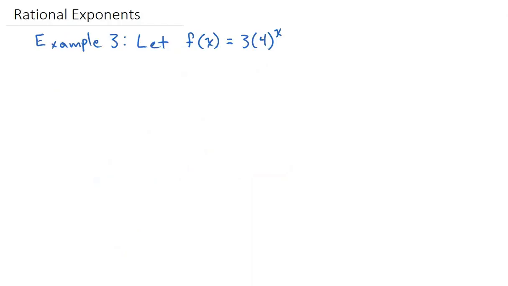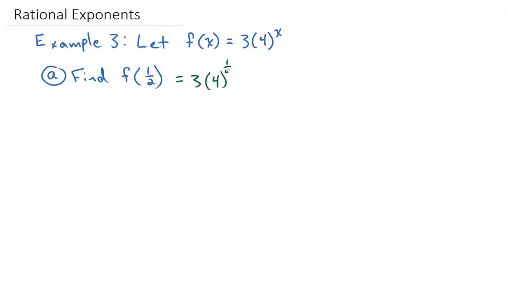We're going to do one more example here where we're going to evaluate a function. And this is kind of throwing several things that we've learned together into one problem. So here we're going to have f of x equals 3 times 4 to the x. So first we're going to find f of 1/2. That just means we're going to plug in our function. Where we see the x, we'll plug in a 1/2.